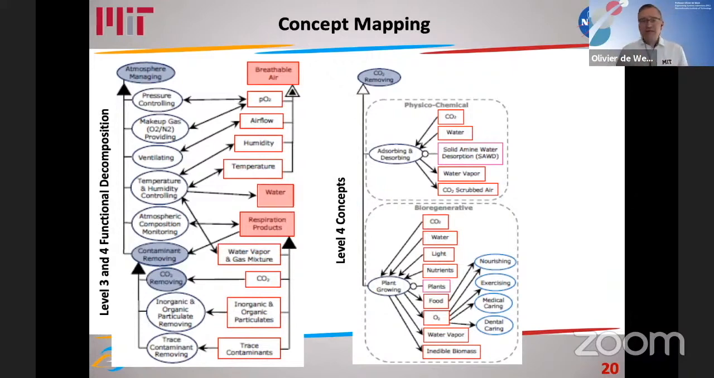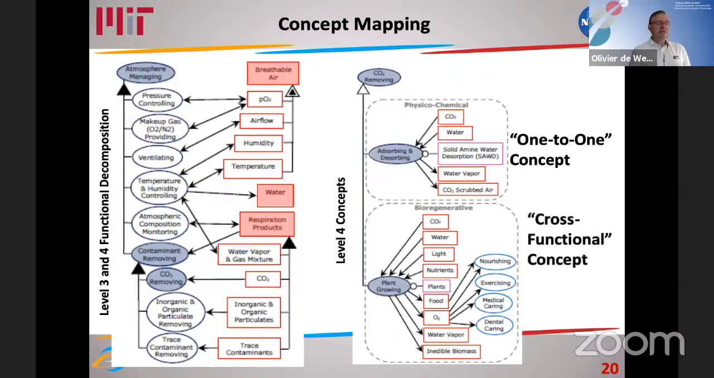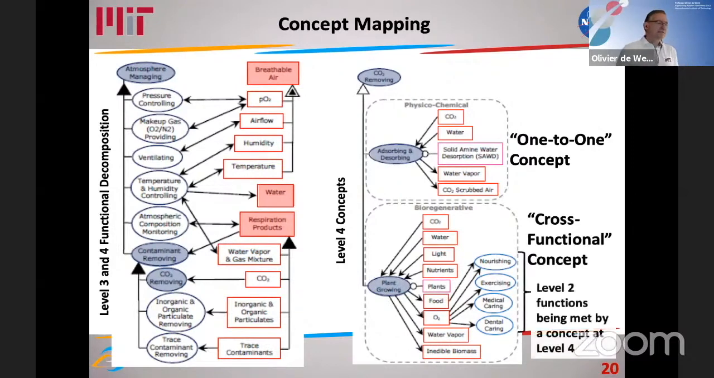Now we can do it in different ways. We can do it physico-chemically through adsorption and desorption, or we can use plants, growing plants that basically perform photosynthesis and do the CO2 removal bioregeneratively. Two different ideas, two different concepts, same high-level function, CO2 removing. Okay, so the first one is a kind of one-to-one concept. Plants, of course, are a cross-functional concept.